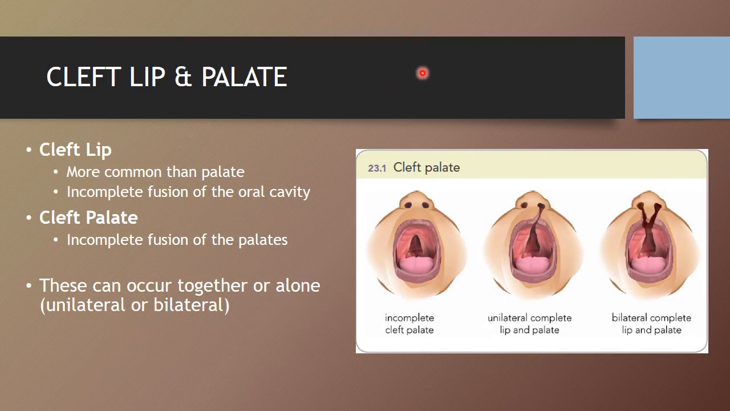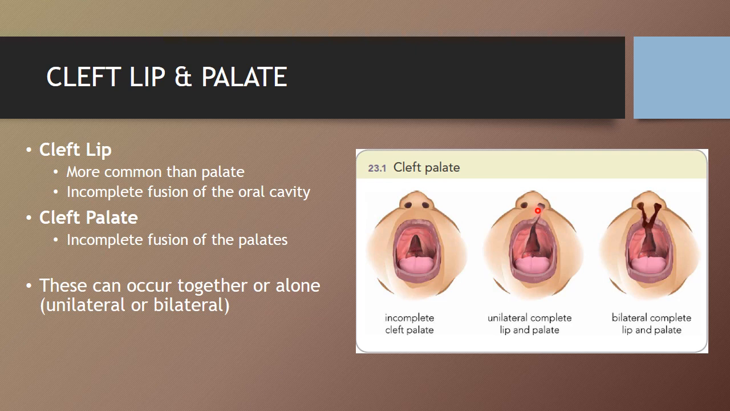Okay, next is cleft lip and palate. So the cleft lip is more common than the palate is, and that is the incomplete fusion of the oral cavity. I don't have a picture here. This is the palate, but you can imagine cleft lip. Pretend like all this palate right here is fine. Cleft lip can start here and go all the way up into the nasal cavity, or it can just go a little bit.